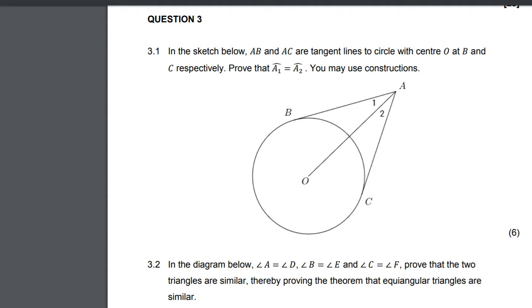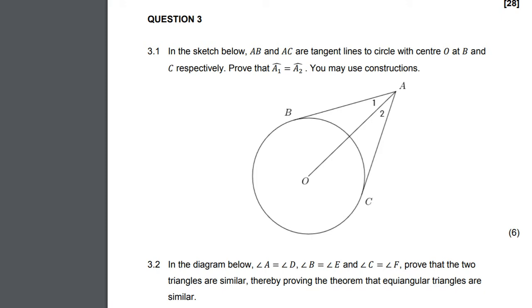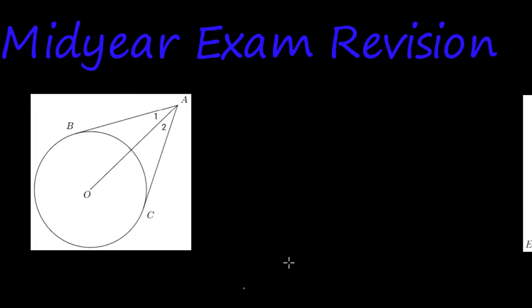So this proof is very similar to the proof for showing that AB and AC are the same length, and we said there that you may use constructions. So that's basically a hint to use constructions. So the first construction is just constructing the lines here, which are our radii connecting OC and OB. So that is our construction.